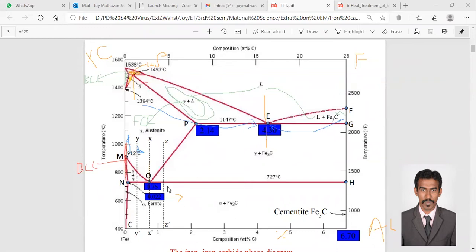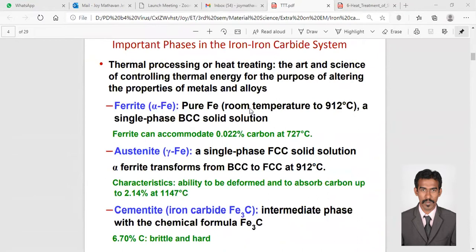Second thing. Third thing, in which regions, which forms or phases exist, right? So here alpha, here gamma, here delta, here a mixture of gamma plus liquid, here a mixture of gamma plus Fe3C. This composition also you need to have in mind, right? Important phases in the iron carbide system.